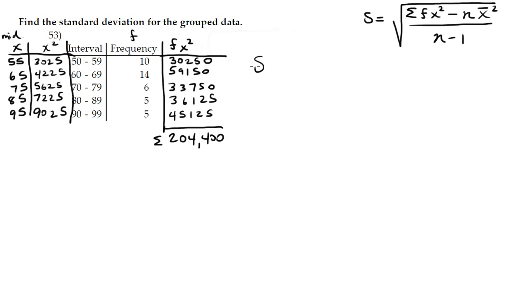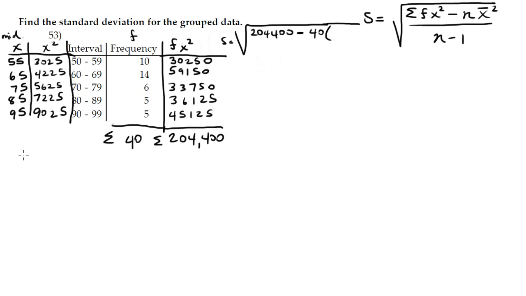So now I can start here. Let's start a little higher. Give me some more room. So S equals the sum 204400 minus n. How many values do I have? Add up the frequencies for that. 24 plus 6 is 30. 30 plus 10 is 40. So I have 40 values times my mean squared.